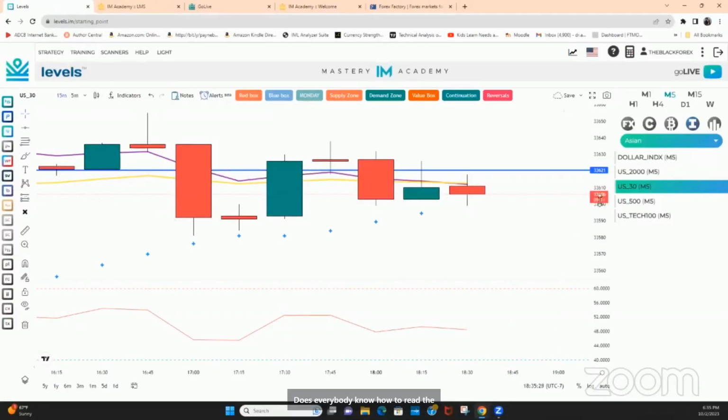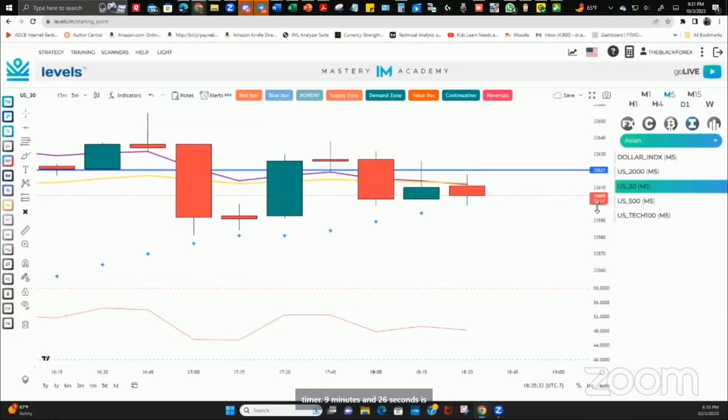Does everybody know how to read the timer? If you look here, this is the timer. 9 minutes and 26 seconds is what we have before the candle closes. All right, I'm going to take 1 minute for questions before we hop off.